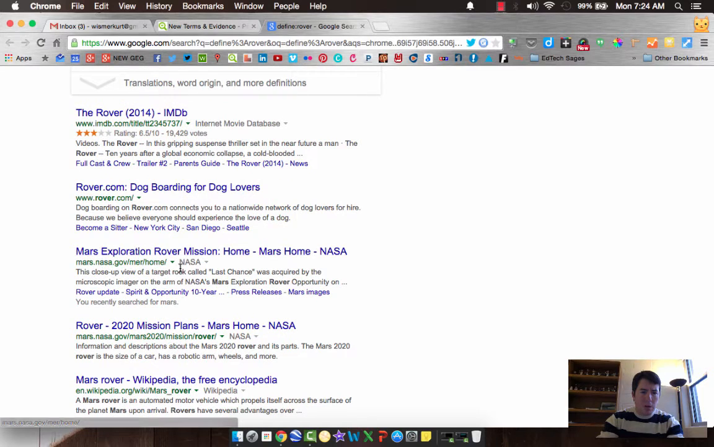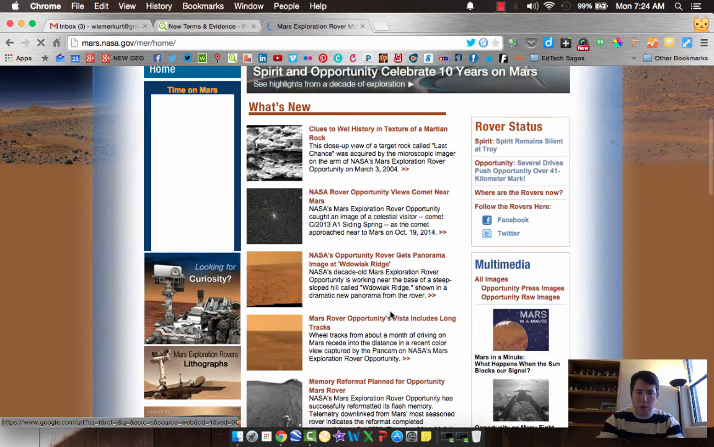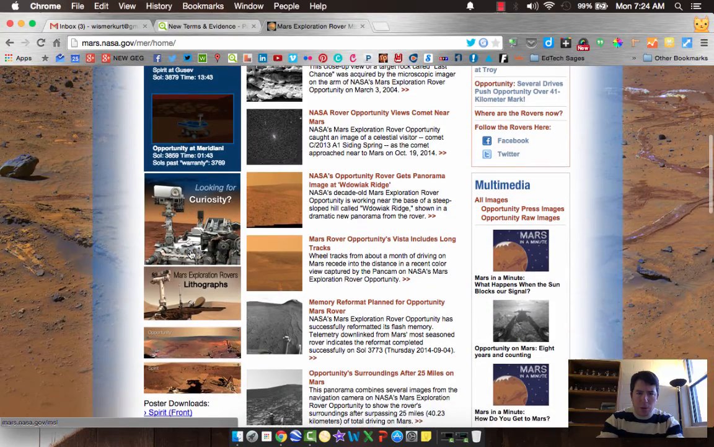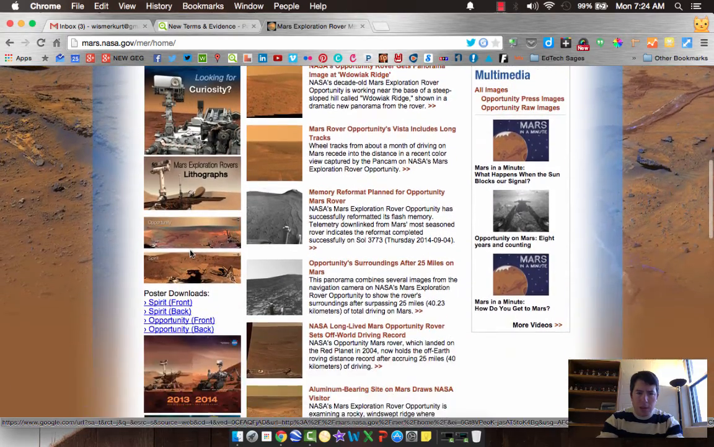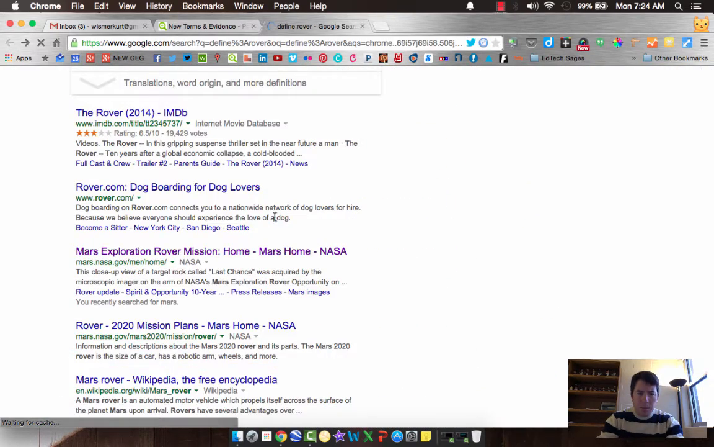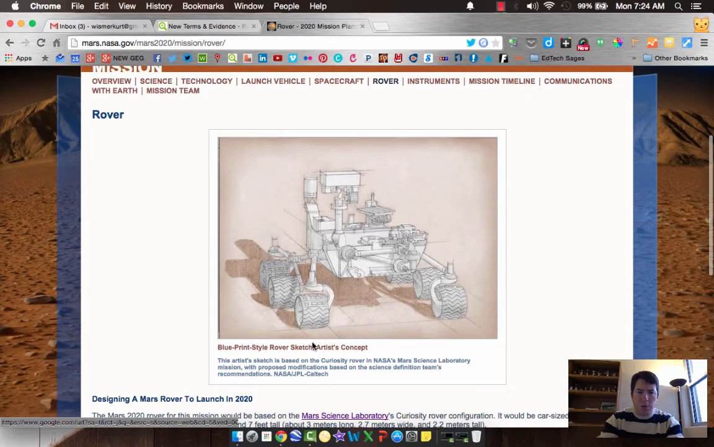Well, we've confirmed that there's two more here from NASA. So if we dig into this a little bit, we may have to go into the website and say, oh, the Mars exploration rovers. And it looks like perhaps the word rover is the answer we're looking for. And let's confirm that by going to another site. Yep, there it is. It's the rover.